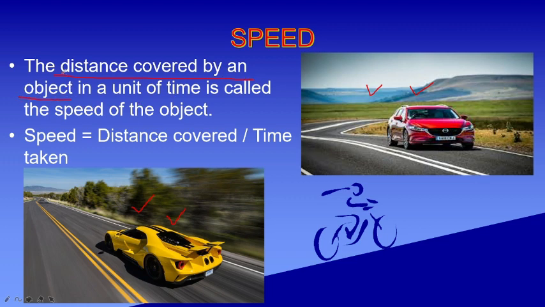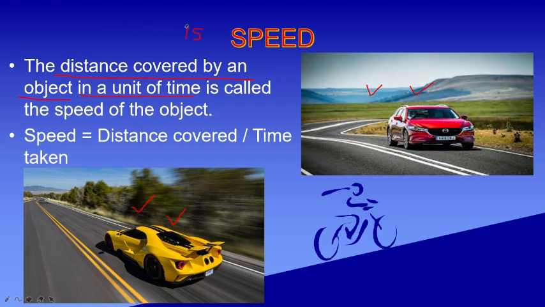Here the object is a car. So the distance covered by a car in a unit of time. What is unit of time? Unit of time means 1 hour, or 1 minute, or you can say 1 second. So speed is per unit time. Unit time means 1 hour, 1 minute, or 1 second.